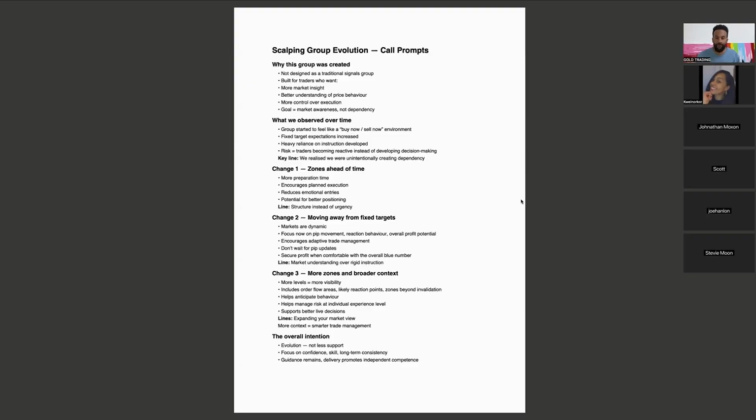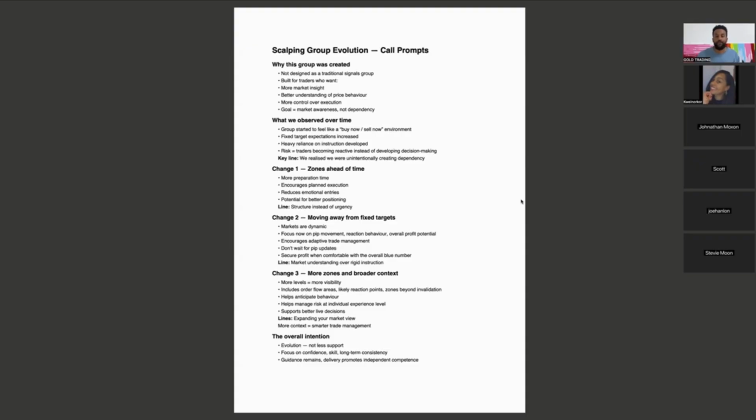Now, initially, when we built this group, we had a style. But as the group became so popular, we wanted to make it simple for the masses to follow. What we actually observed over time is that the group started to feel like a buy now, sell now environment, exactly the same as the signals. That led to a fixed target expectation. Many of you are looking at the targets as areas that you expected the market to go, and this was actually causing you more problems than benefits.